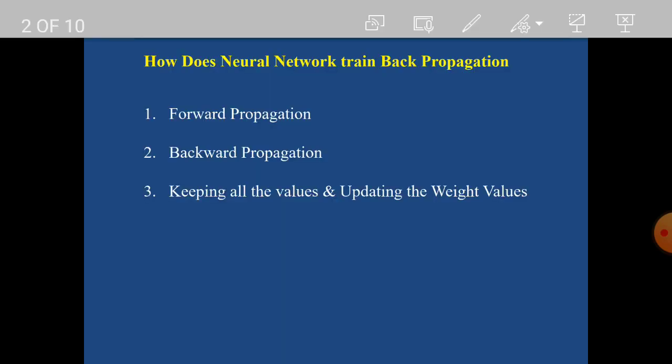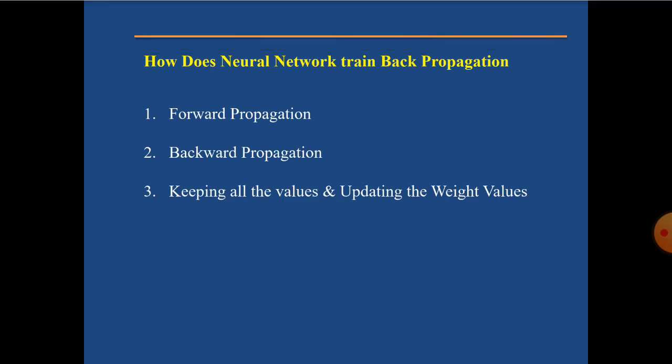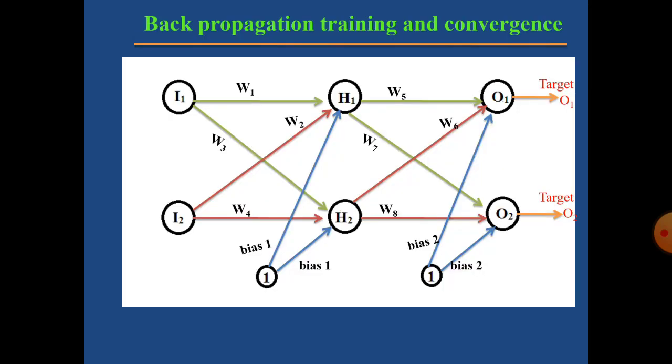So how does a neural network train with backpropagation? The first step is forward propagation, meaning we are moving in the forward direction. Here we calculate net H1. Net H1 is I1 W1 plus I2 W2 plus 1 into bias B1. From there we calculate out H1. Out H1 equals 1 by 1 plus e power minus net H1. So here we got out H1.